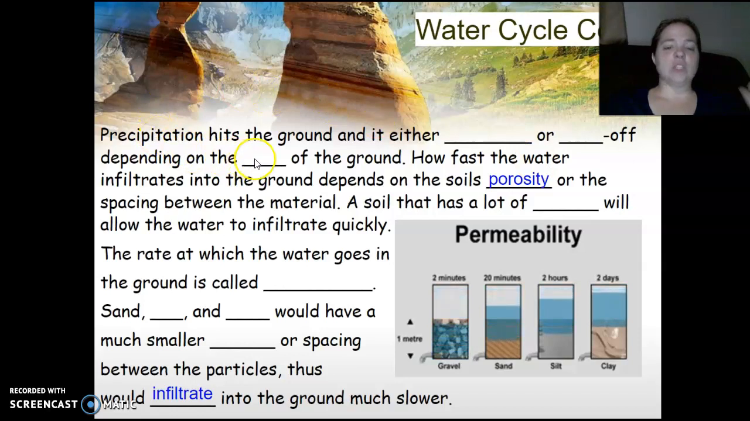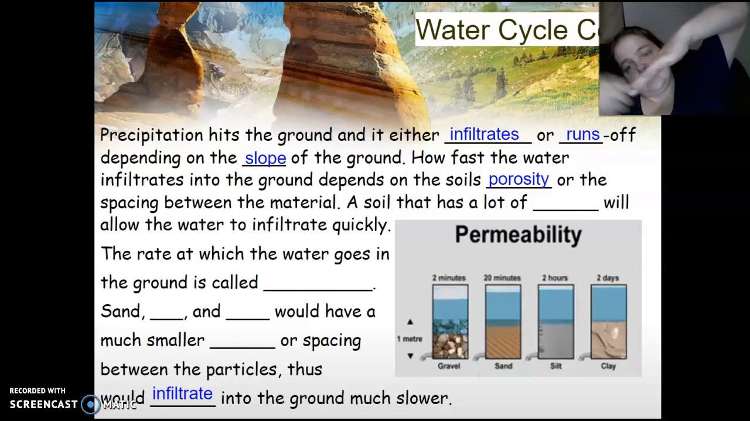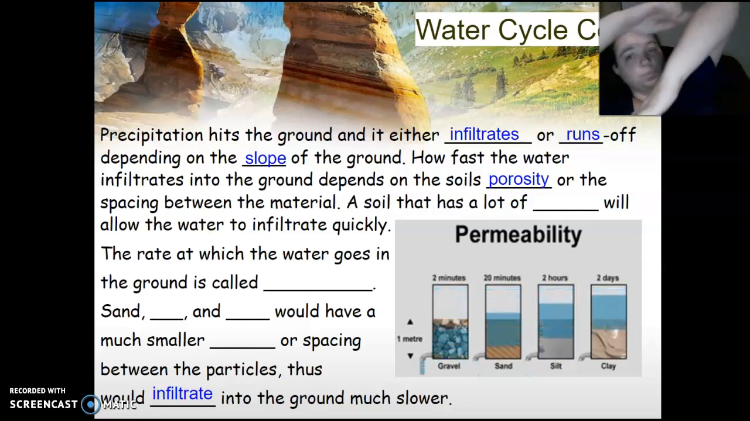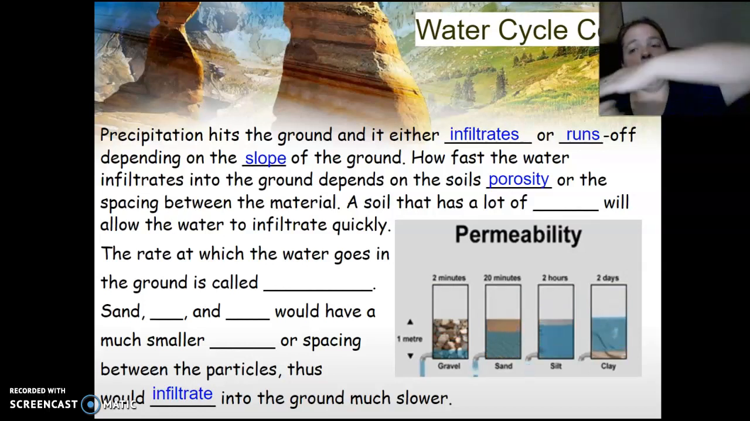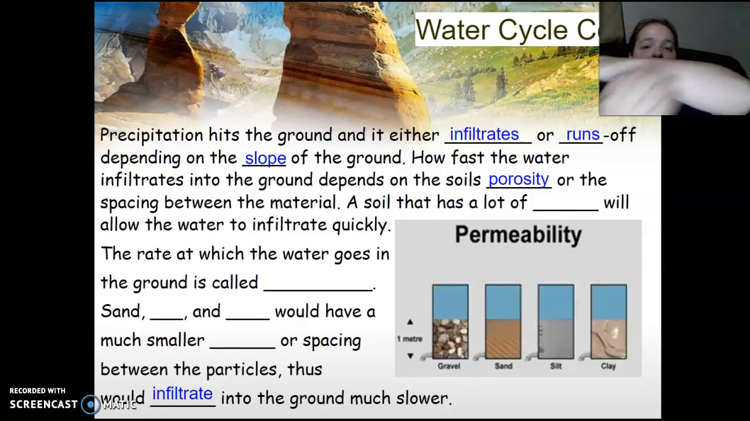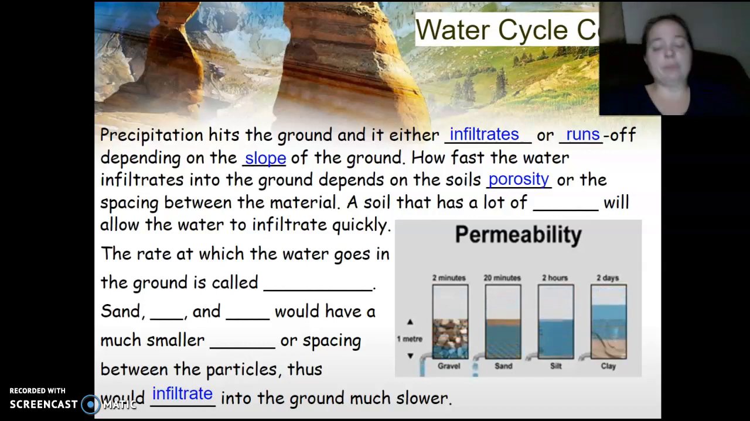So precipitation hits the ground and it will either infiltrate or run off, depending on the slope of the ground. If it's super steep, going down like this, it is going to probably flow down first before it can really infiltrate. If it's kind of flatter, it's going to infiltrate more than run off because it's such a gentle slope.